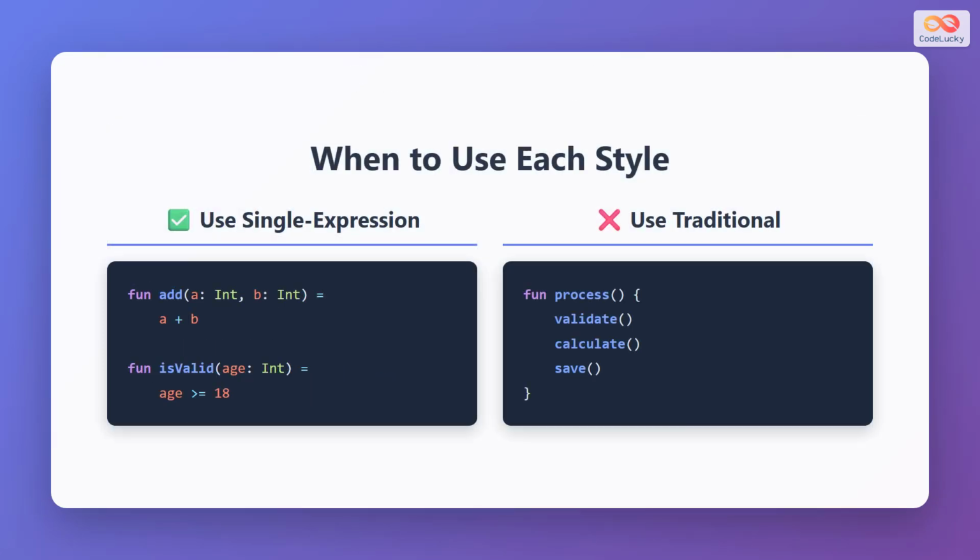Knowing when to use single expression versus traditional style is important. Use single expression functions for simple operations like function add that returns a plus b, or function is valid that checks if age is greater than or equal to 18. However, use traditional style with curly braces when your function contains multiple statements, such as a function that calls validate, calculate, and save in sequence. Single expression functions shine when the logic fits naturally in one expression.